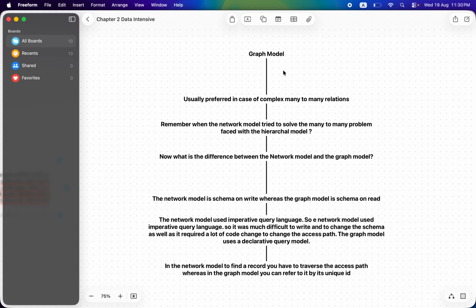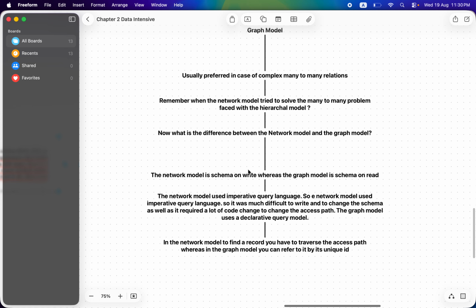Graph model. Usually, it didn't really talk that much about the graph model, so yeah. The graph model is usually preferred in the case of complex many-to-many relations. Okay, remember the network model? The graph model is also a tree model, similar to the network model. It tried to solve the many-to-many relationship. So what's the difference between them?